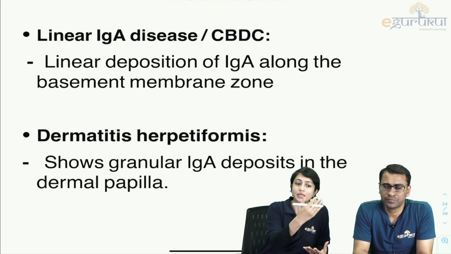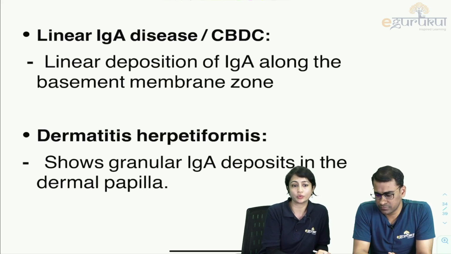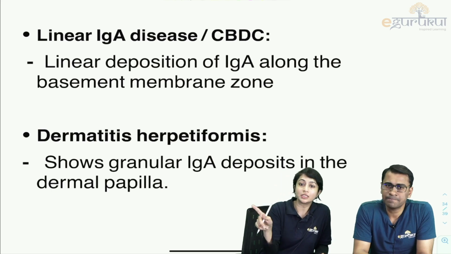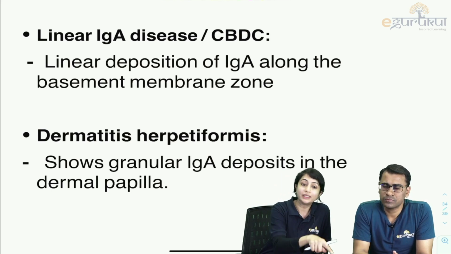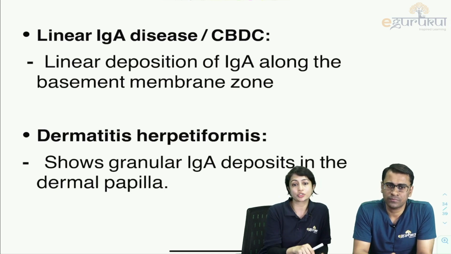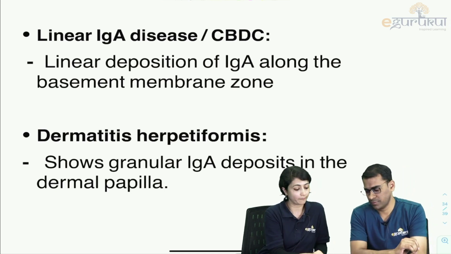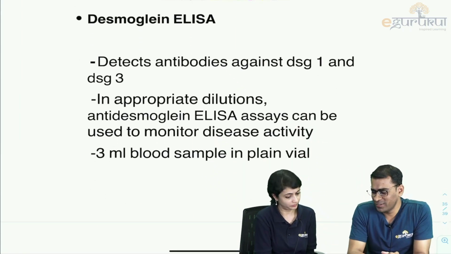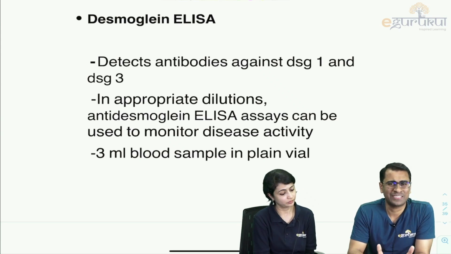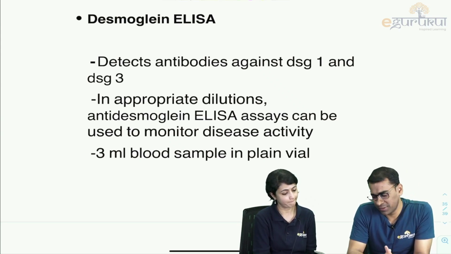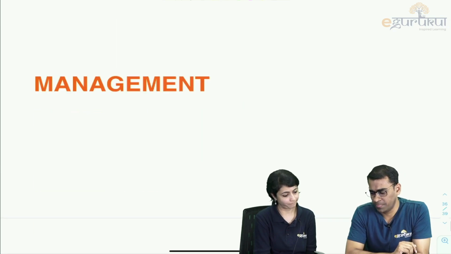When linear IgA disease happens in children, we call it CBDC or chronic bullous disease of childhood. So here, as Dr. Praveen told you, there are IgG depositions that we have seen till now. But in linear IgA disease, as the name suggests, I will have IgA deposition along the basement membrane zone. ELISA test can be done. Usually, it is not very commonly done though, because these are usually diagnosed in histopathology and the IF is more than sufficient to diagnose the disease. But yes, one can go for these tests also.